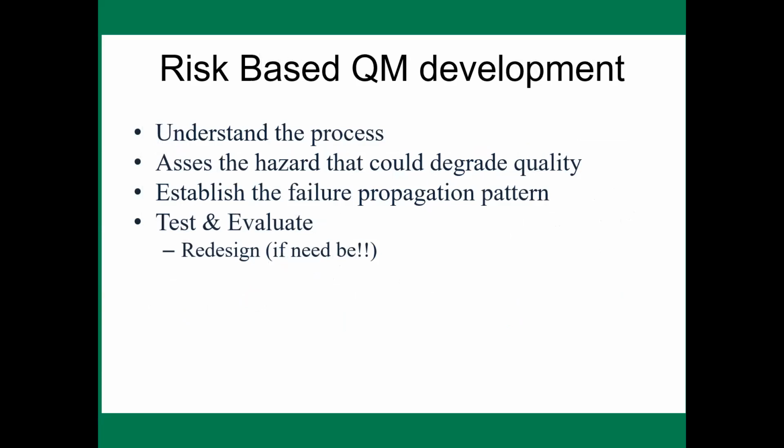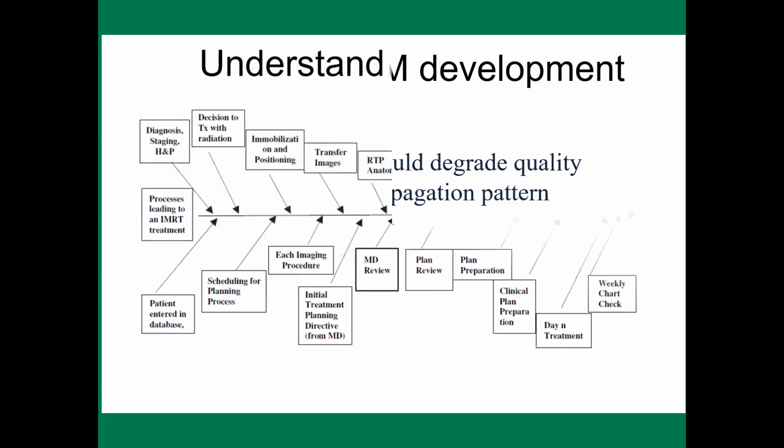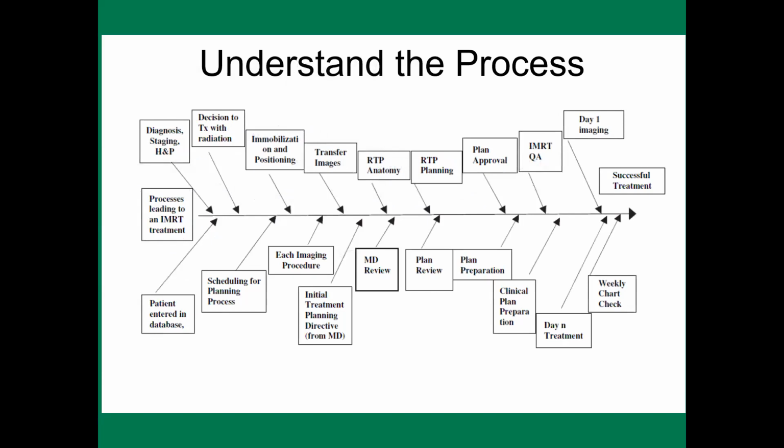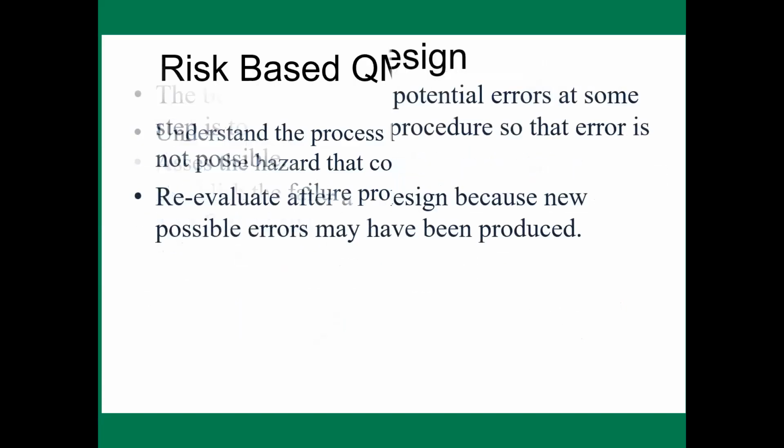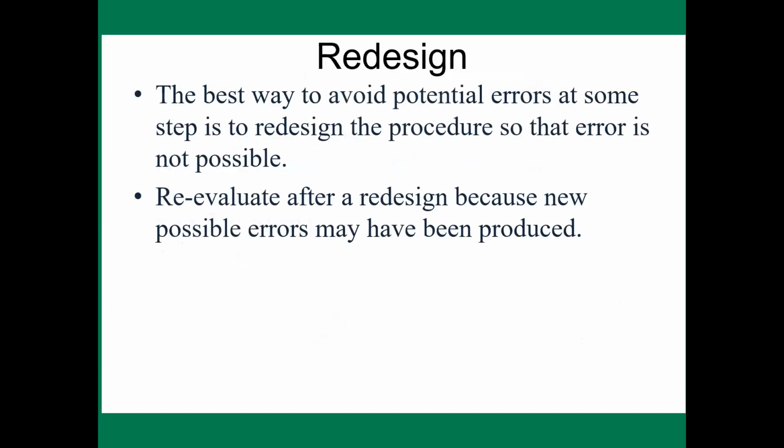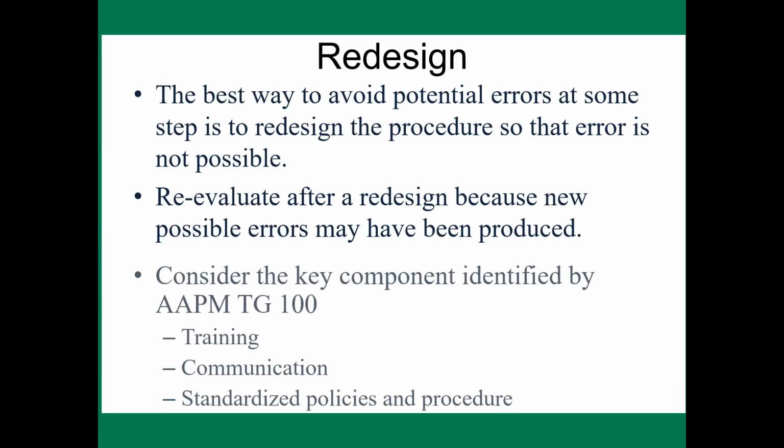Assess the hazards that could degrade the quality, establish the failure propagation pattern, and test and evaluate redesign if need be. So one has to run FMEA on all these processes to understand where one could go wrong. The best way to avoid potential errors in some step is to redesign the procedure so that the error is not possible. Re-evaluate after redesign because new possible errors may have been produced. Consider the key components identified by AAPM TG100.